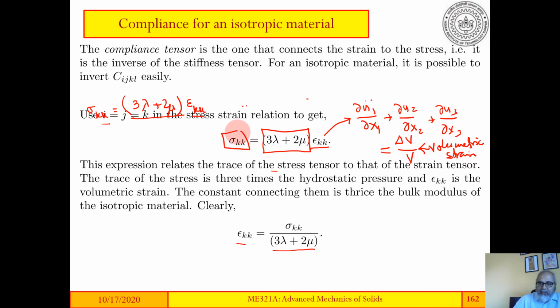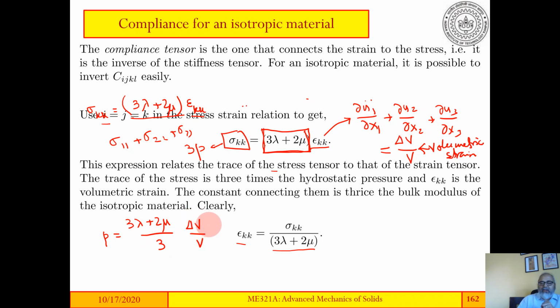This, on the other hand, is sigma 11 plus sigma 22 plus sigma 33, which is the trace of the stress, and this is sometimes called 3 times the pressure. So this quantity divided by 3 gives you a pressure, the volumetric pressure against the volumetric strain. So this quantity, which relates pressure to the volumetric strain, is sometimes called the bulk modulus.